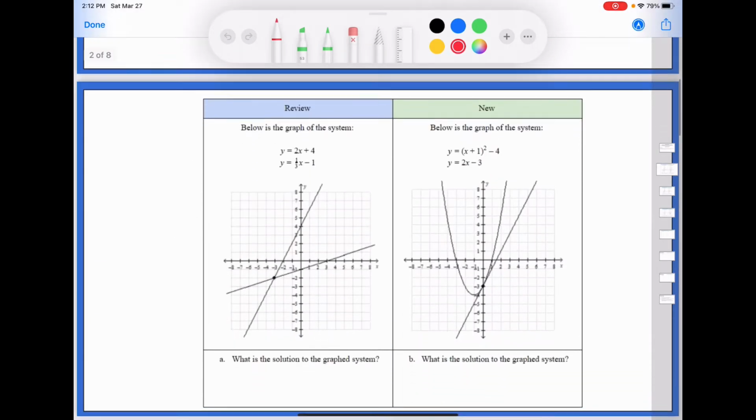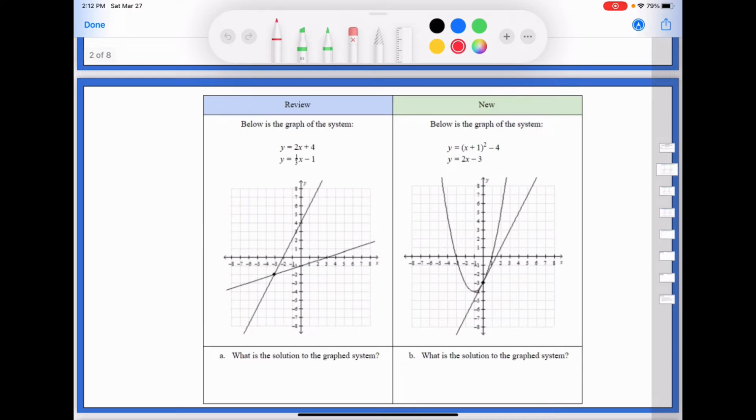All right, so the best way that I thought to help you kind of see what's going on in these is to do a little bit of a review right next to something new. So looking back at what we did way back in Unit 3 with our systems of linear equations and comparing it to what we're going to do now in this unit where one of those equations is a quadratic equation and the other one is a line. So if you look on the left here, the blue column is review. This is what we did back in Unit 3.